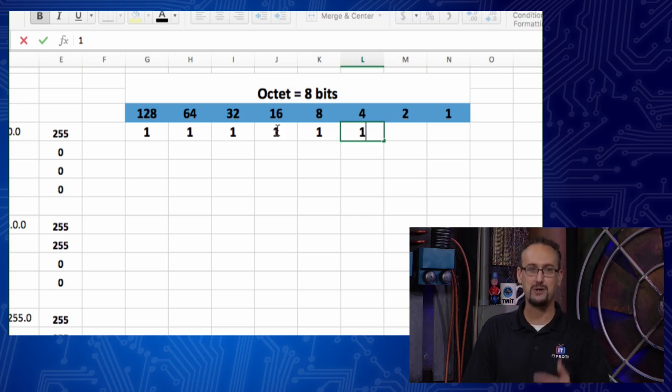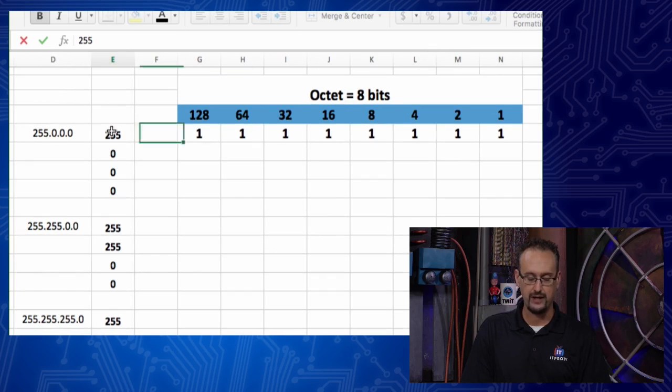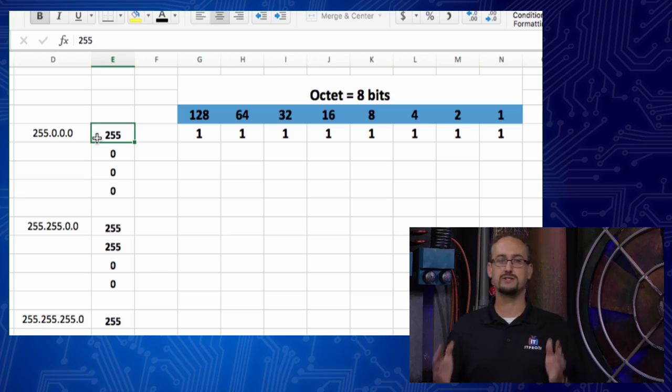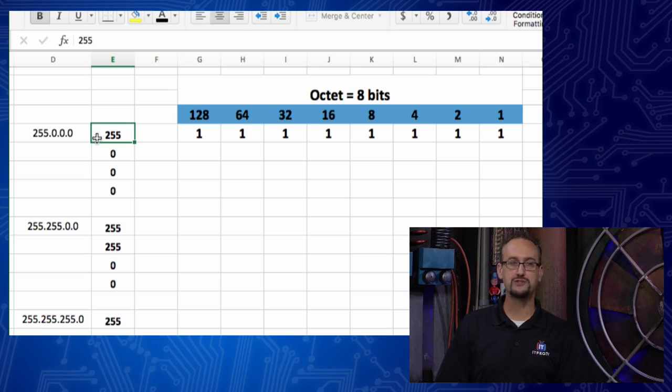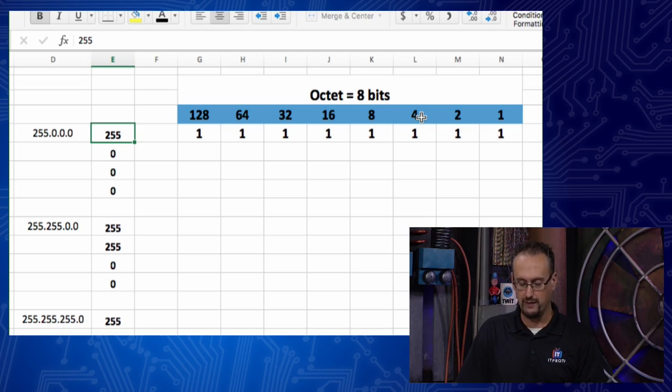You're going to start to see that pattern again, right? And if I subtract 4 from 7, that gives me 3 left. Well, guess what? I can subtract 2 from 3, so that also becomes a binary 1. That leaves me with 1 left, right? That's my remainder. And look, I can subtract 1 from 1. Now, I want you to notice something here. 255 is the largest number you can get in an 8-bit octet. Notice also that every one of these place values has a 1 in it.